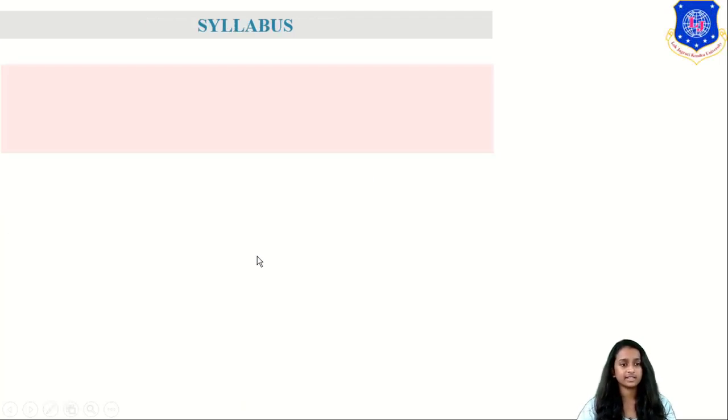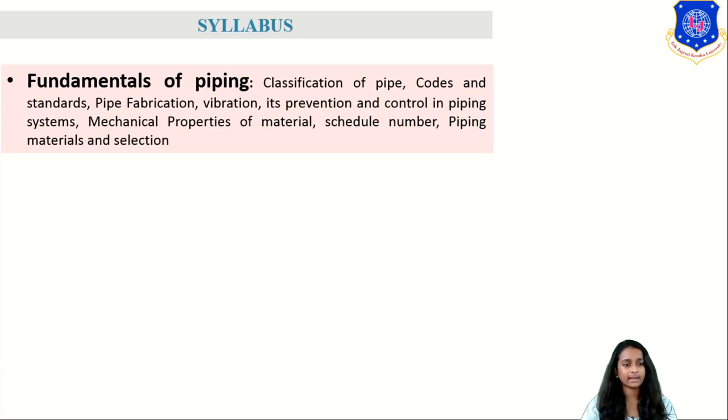Then we will discuss the syllabus of our piping design. First one is fundamentals of piping. In that we will discuss classification of pipe, code and standard of pipe, pipe fabrication, vibration, its prevention and control in pipe system. Then mechanical properties of material, then schedule number, and last piping material and selection.